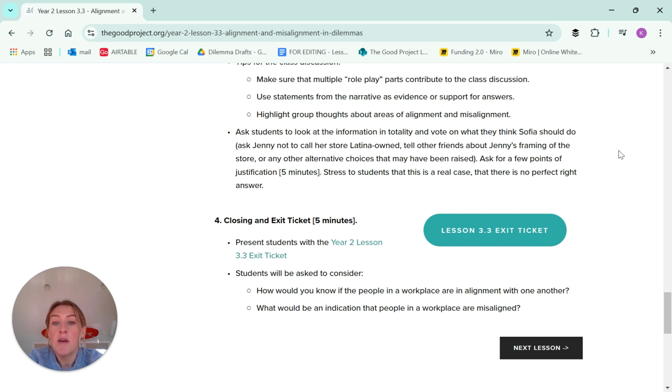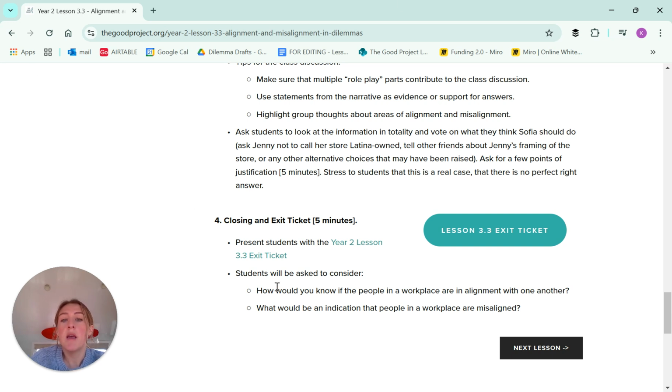Finally, at the end of class, you'll have students complete the Year 2 Lesson 3.3 exit ticket. And in this exit ticket, students will be asked: how do you know if the people in a workplace are in alignment with one another? What can you look for? What are some of the things that they might be looking at to see if places are in alignment? And what might come up as a red flag or an indication that people in a workplace are misaligned or not on the same page with one another in regards to what the goal should be, what ethical behavior is, who they're serving in their work.